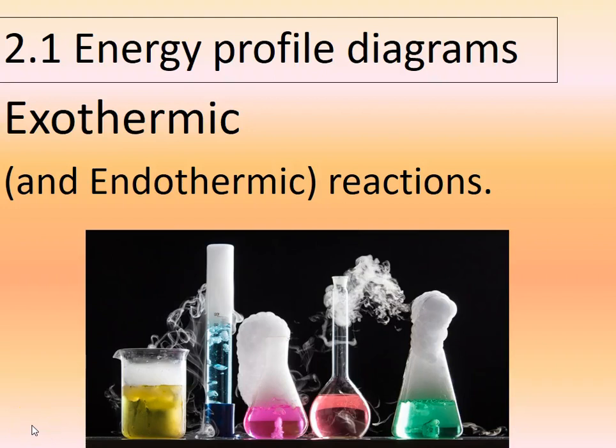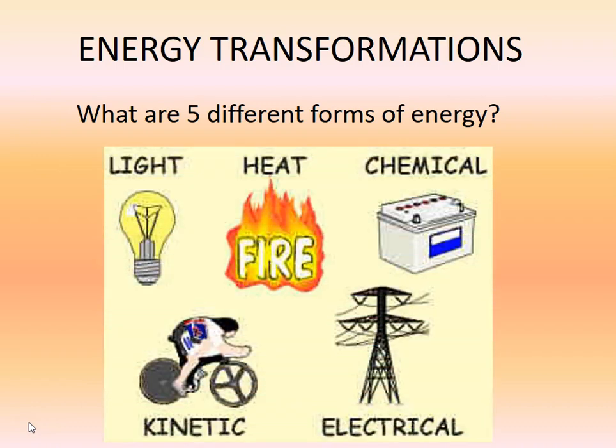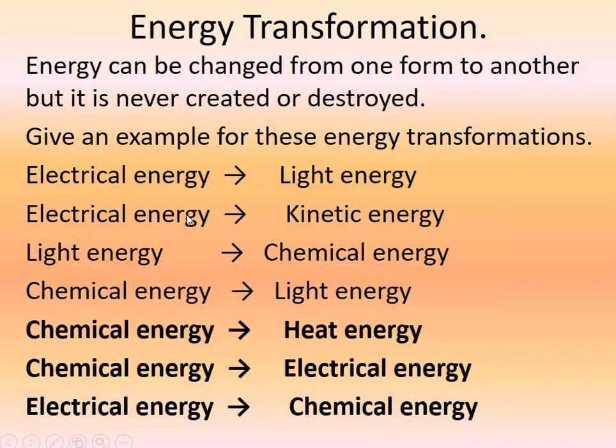2.1, this is about energy profile diagrams and exo and endothermic reactions, mainly exothermic because we're doing combustion reactions. If you're asked to explain energy transformations, it means that you're turning one type of energy into another type of energy. What are the 5 different sorts of energy? There's light, heat, chemical, kinetic (movement), and electrical. We are primarily going to be interested in the bottom ones.